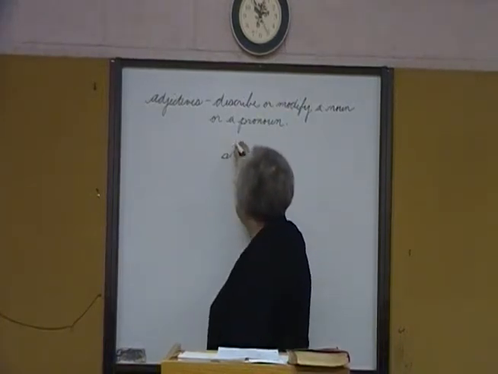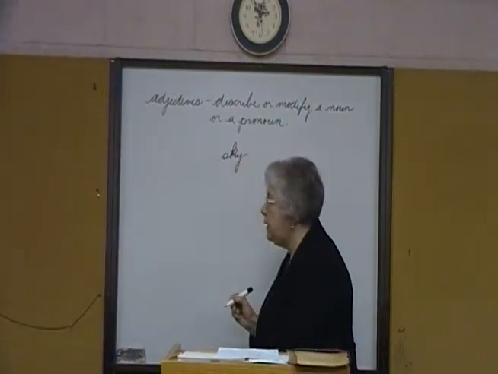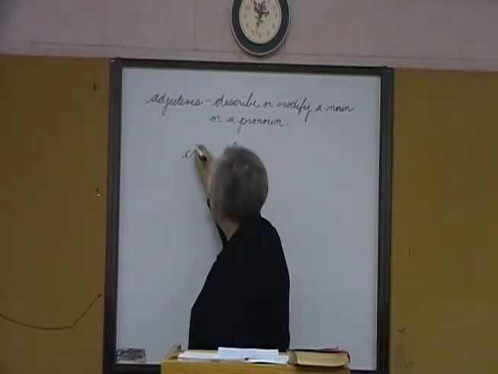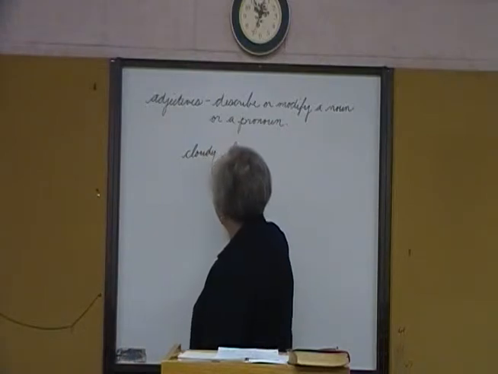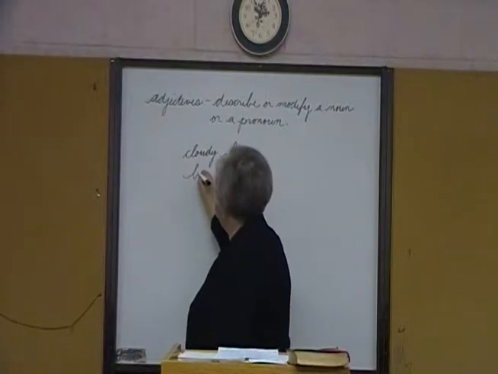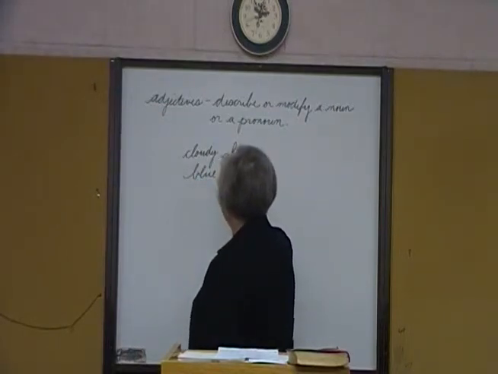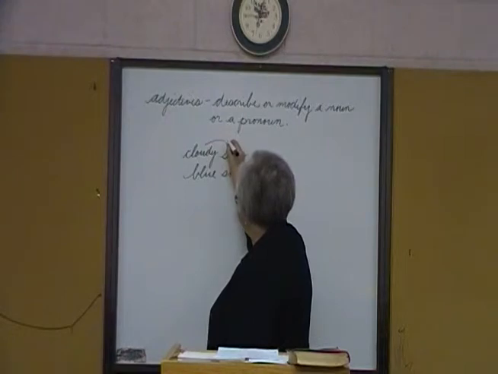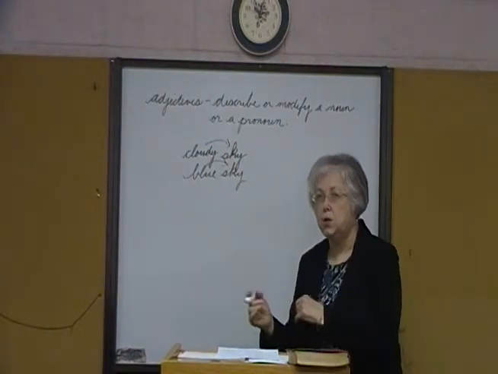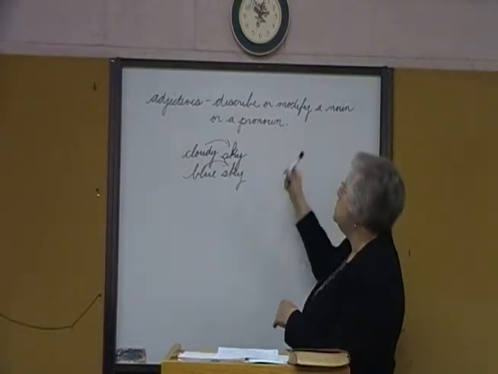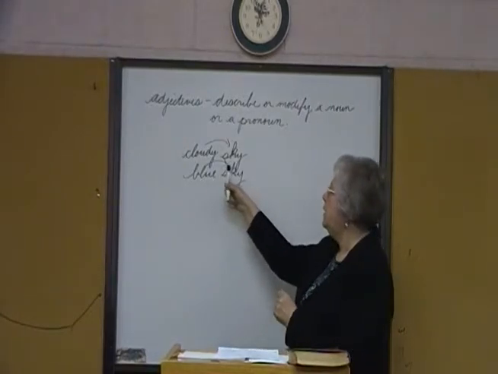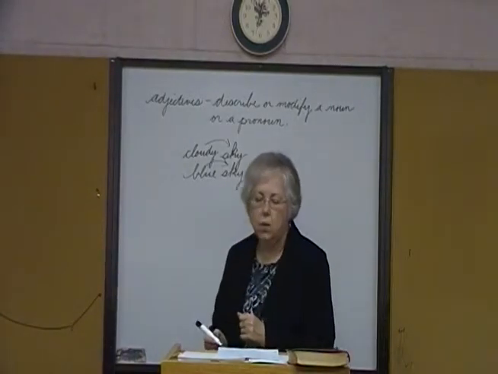All right, let's use the noun sky. We can add an adjective to make it what kind of sky? Cloudy. Oh, let's see, blue sky. Cloudy is making sky a little more descriptive, more definite. Therefore, we say it's modifying the noun sky. Again, blue, adding color, blue sky. It's modifying sky, telling what kind of sky.